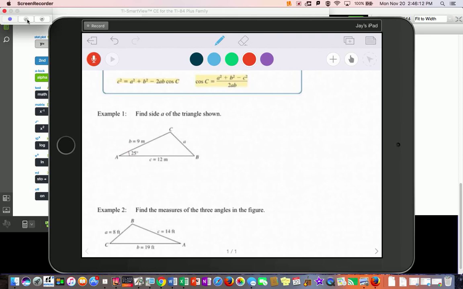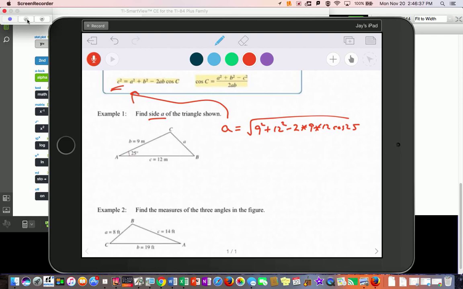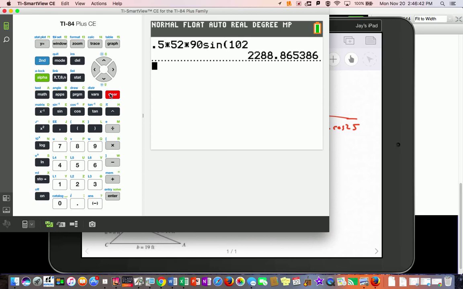So if we're supposed to find side A, I would say A equals, and I even go as far as to do the square root. I don't leave it as c squared and do it later. I just do it right away. So A will be the square root of 9 squared plus 12 squared minus 2 times 9 times 12 times the cosine of 25. And this allows me then to just go right to the calculator. Again, we're in degree mode, and I can just hit square root right away.